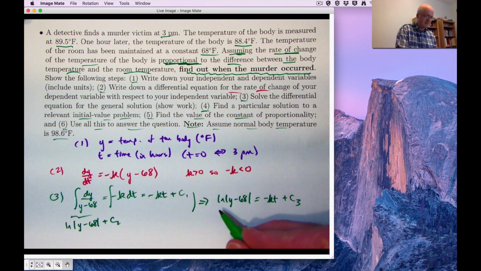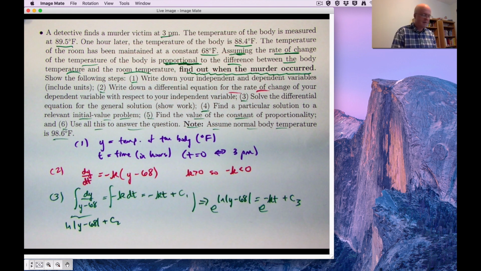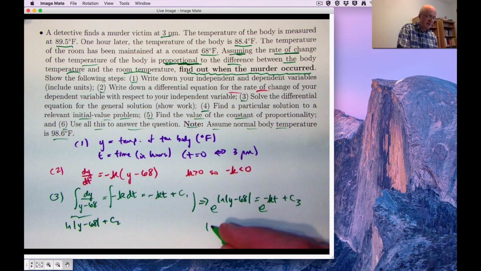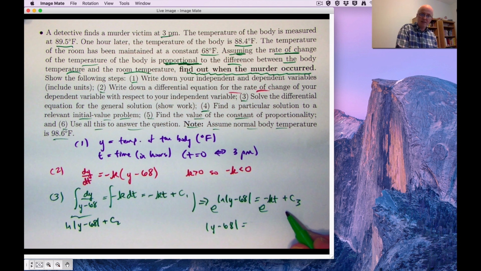Exponentiate both sides. This is a little bit sloppy to write it like that, but go ahead and do that. Then the e and the natural log are inverse functions. They cancel. I could write the absolute value of y minus 68 equals, well, I can also use a property of exponents, e to the c3 times e to the negative kt, and e to the c3 I might as well just call another constant c4. Since e to the c3 would be positive, I guess c4 would have to be positive.